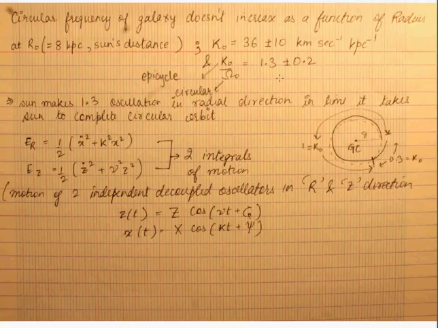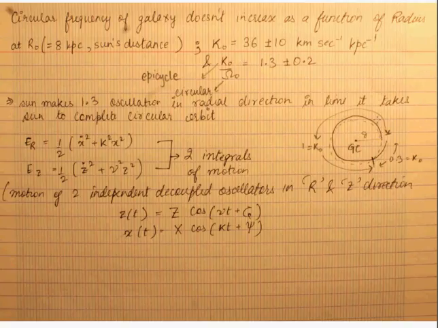What this means is that the sun makes 1.3 oscillations in the radial direction in the same time that it takes the sun to complete one circular orbit, right? So in the time that omega naught is 1, that it starts from, say, phi equals 0 and comes back to phi equals 2 pi, that's 1 omega naught. In the same time, kappa naught is 1.3.